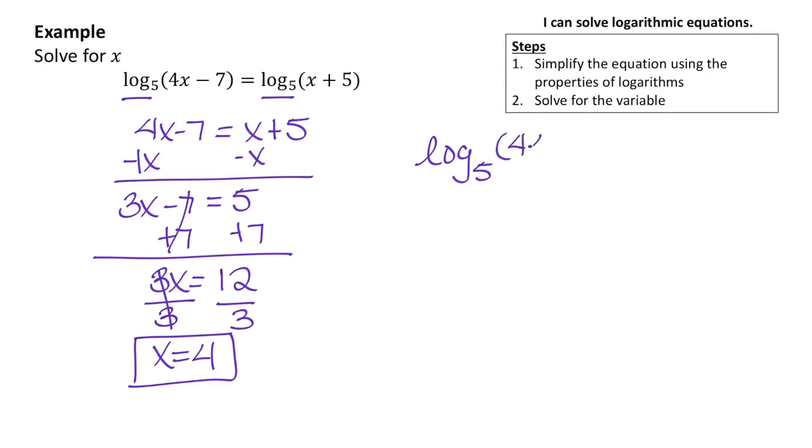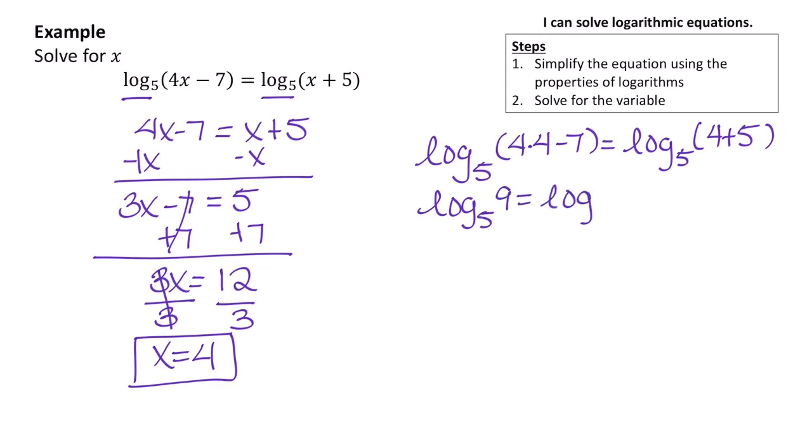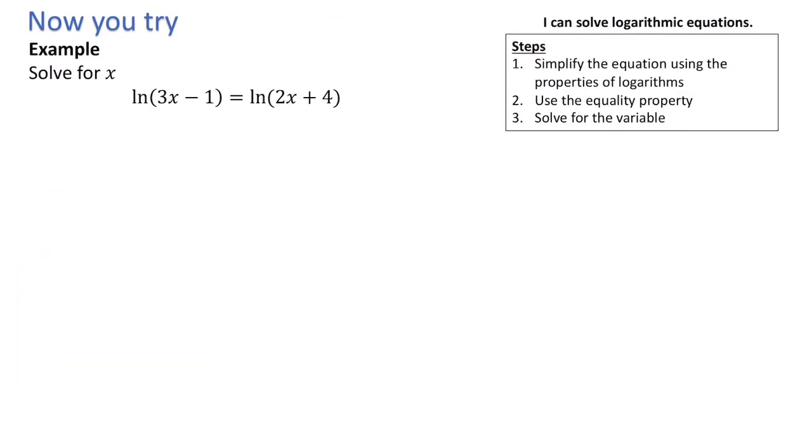So I have log base 5 of 4 times 4 minus 7 equals log base 5 of 4 plus 5. So I have log base 5 of 4 times 4, which is 16. 16 minus 7 is 9. And this tells me log base 5 of 9 equals log base 5 of 4 plus 5, which is 9. So that works out. Now you can pause the video and try this example on your own.